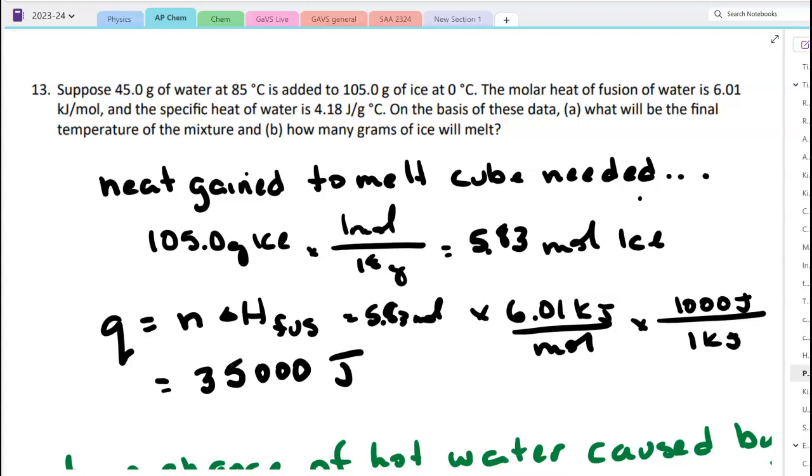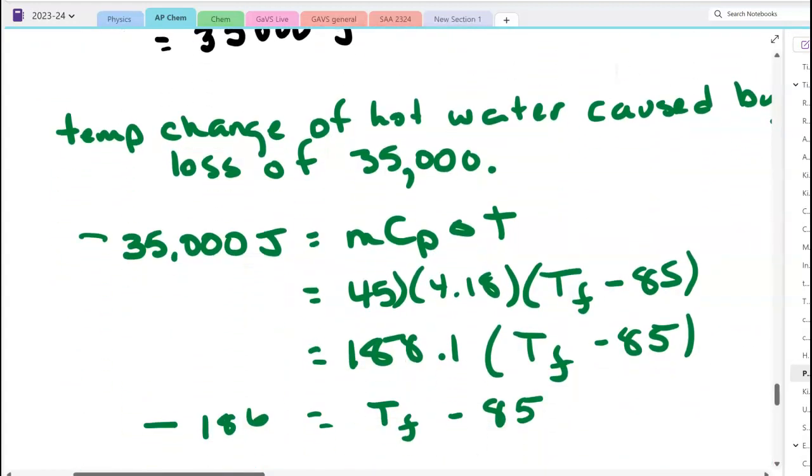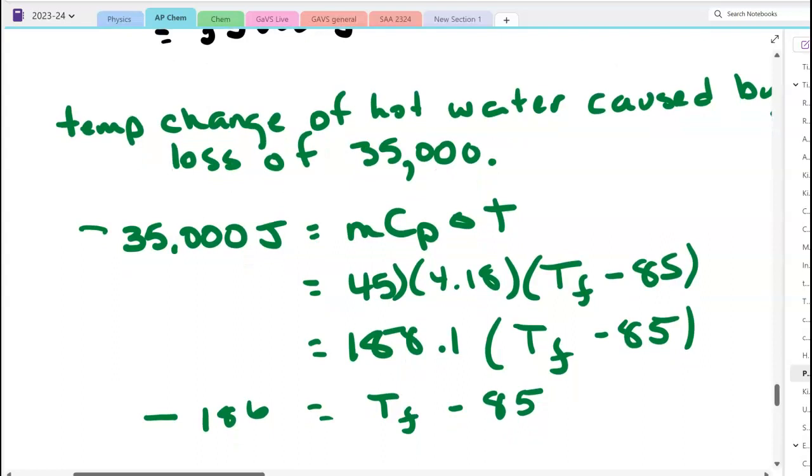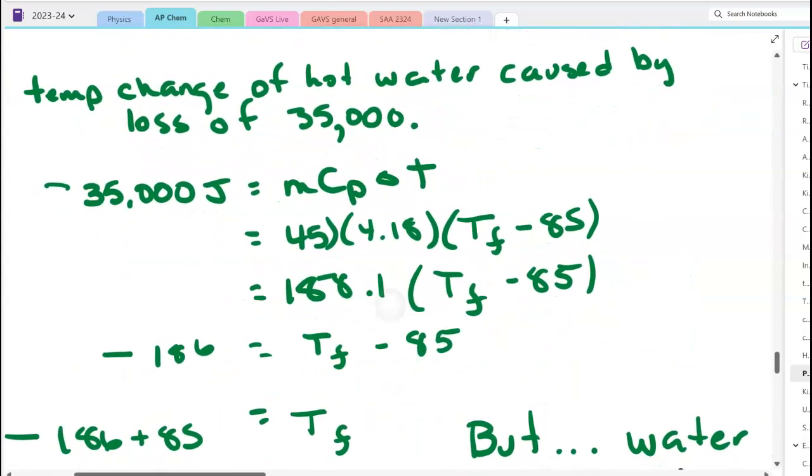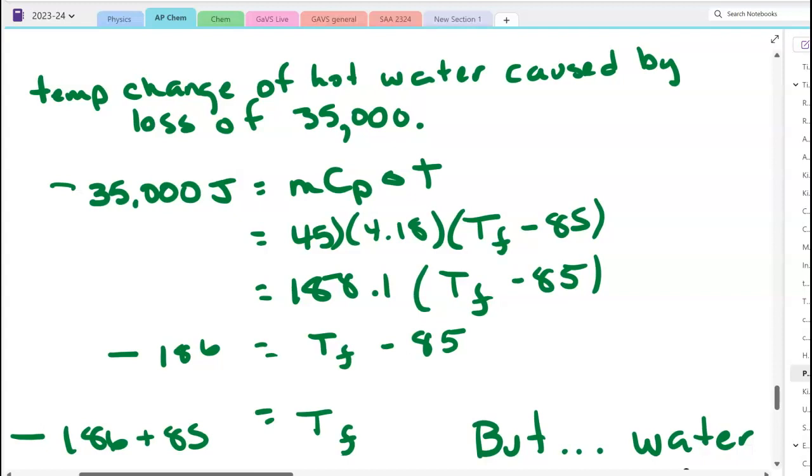Hi, for number 13, here is a logical answer. We were all on the right track. We're saying the heat gained to melt the ice cube was going to be based on how many moles of ice we had. And we used the heat of fusion to find, hey, I need 35,000 joules of heat to melt the ice cube. So I went through the process to see, hey, how much heat's going to be lost by the hot water? Do I get 35,000 out of it?